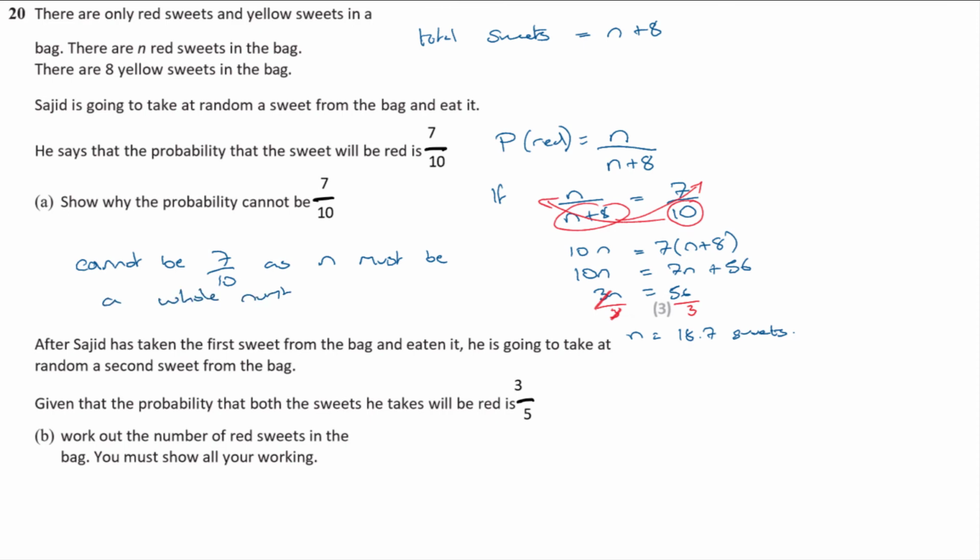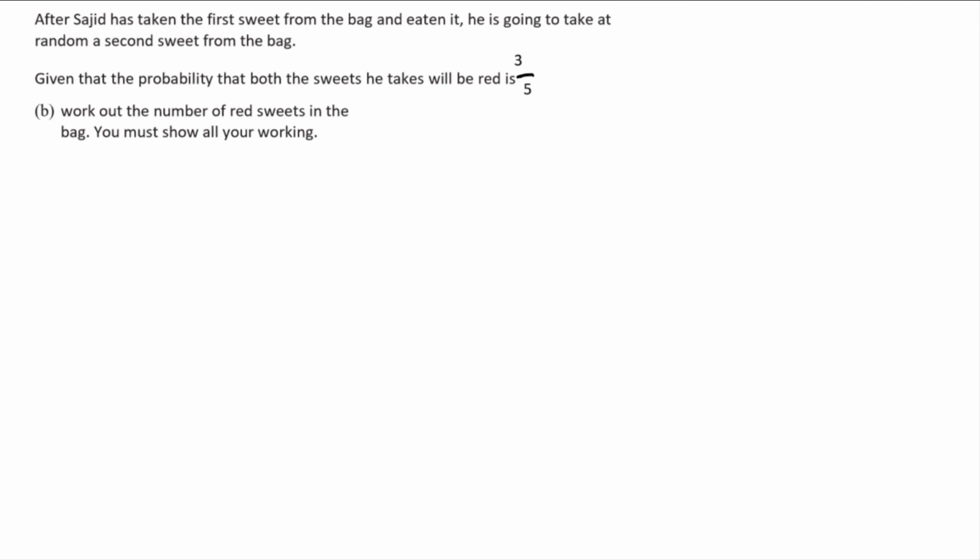In part B, we're told that after Sajid had taken the first sweet from the bag and eaten it, he is going to take at random a second sweet from the bag. Given that the probability that both of the sweets he takes will be red is 3/5, work out the number of red sweets in the bag. You must show all of your working.